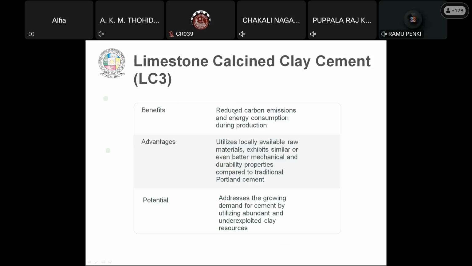The benefit of this is reduced carbon emission and energy consumption during production. It can utilize locally available raw material, which exhibits similar, even better mechanical and durability properties compared to traditional Portland cement. It also addresses the growing demand for cement by utilizing the abundant and underexploited clay resources surrounding us. But one of the challenges is that proper testing and characterization are required for the mix design to ensure that the desired property and durability requirements are met, as we are using this cement with locally available material.